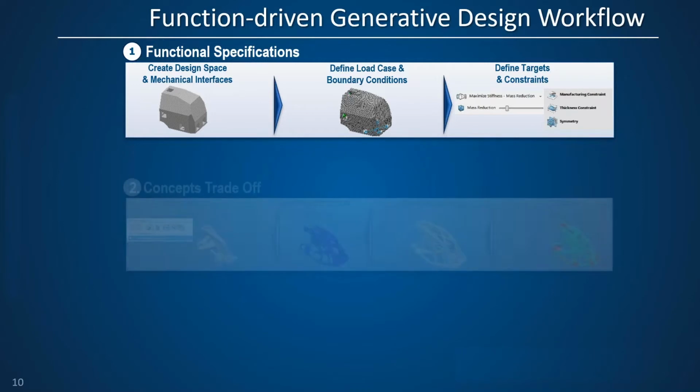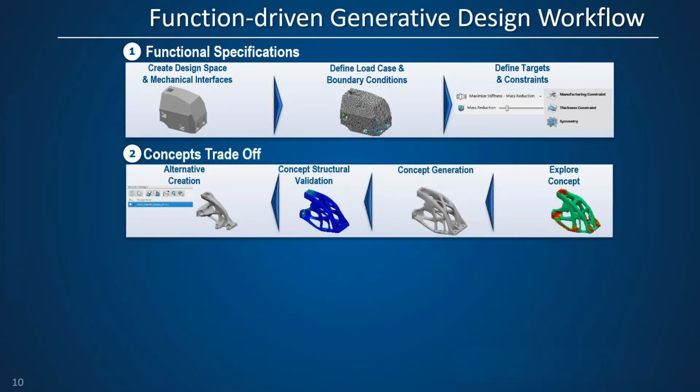These parameters are given. Once that is done, next what we do is the system will generate a design, a topology, based on the inputs given, and from there we will get to explore the concept by changing some parameters. Then once we are happy with the concept, we do the concept generation, where the automatic solid modeling will happen. And once it is done, again we will do the concept structural validation.